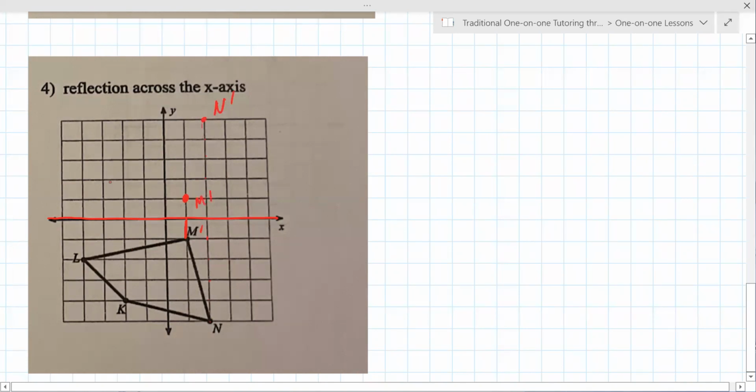And we do the same thing for the other points. There's L prime. You're just going down 2, so you go up 2. K prime is down 4, so you're going to go up 4. 1, 2, 3, 4, like that. These are very natural to do, I think. You can tell me if you disagree.